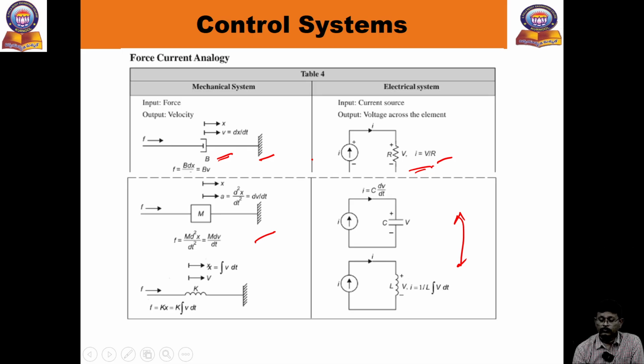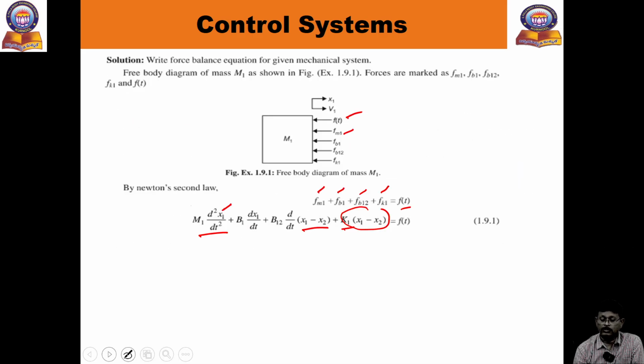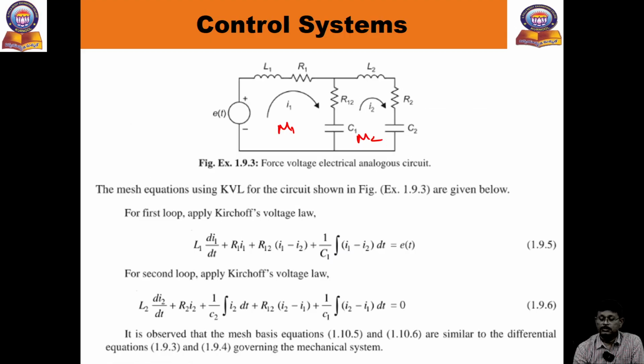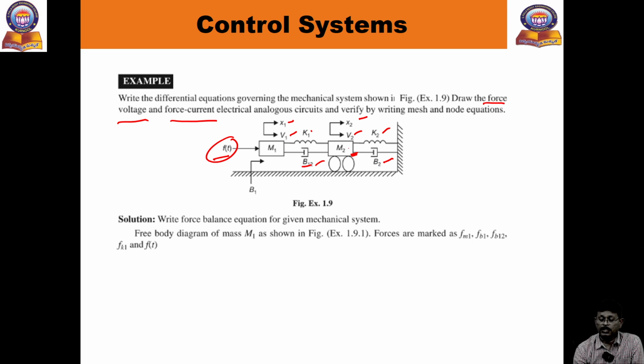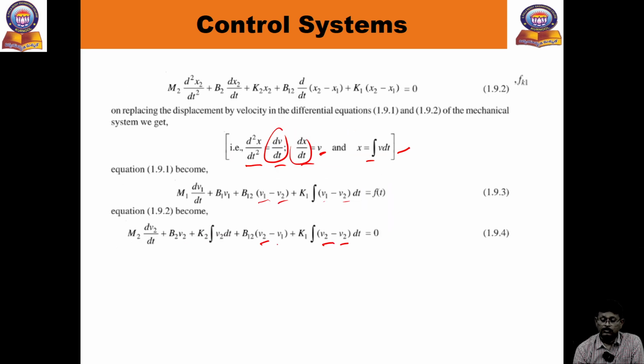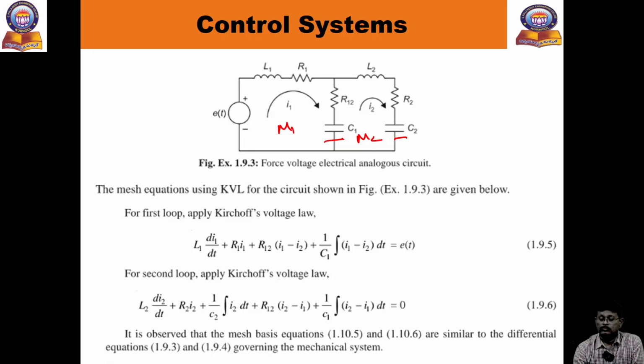So for a two-mass system, you can observe there are two masses, M1 and M2, with capacitors connected. Between M1 and M2, which elements are there? Just observe: K1, B12, the spring and dashpot between the two masses. Clear? These are the individual elements for each of the two masses.